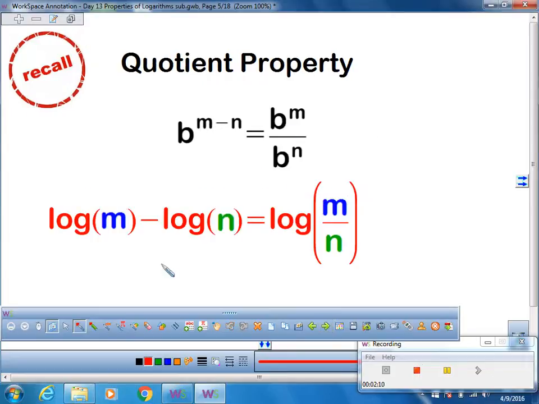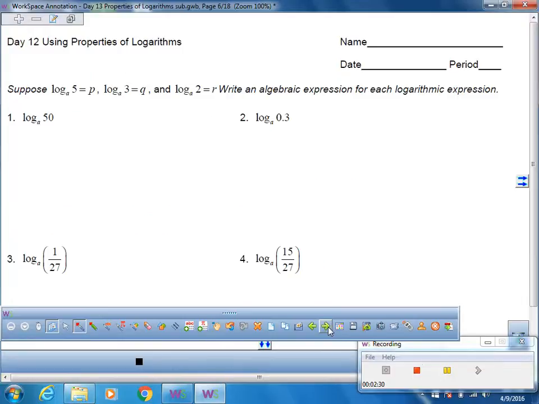And also the quotient property. So if you see two logs that are being subtracted, the key is, as long as they have the same base, in this case since there's no base, we know it's automatically base 10, you can turn them into a quotient with the same base. All right, so that's a recap of yesterday. Let's look at your homework from yesterday.